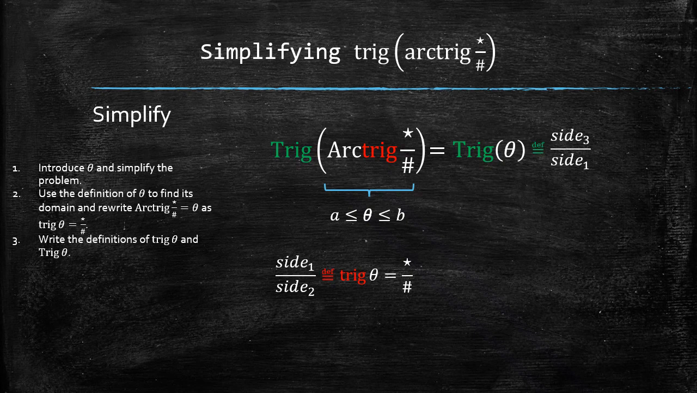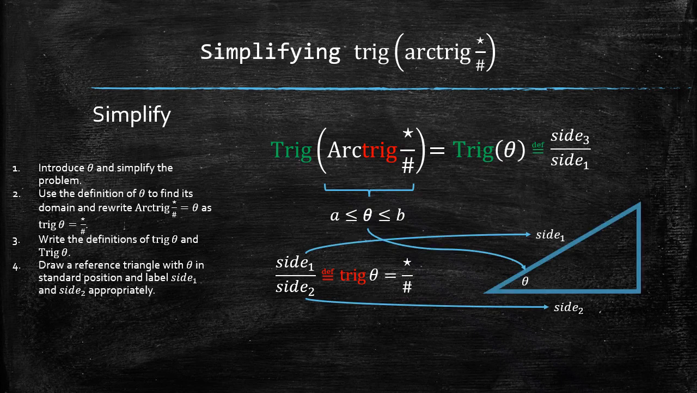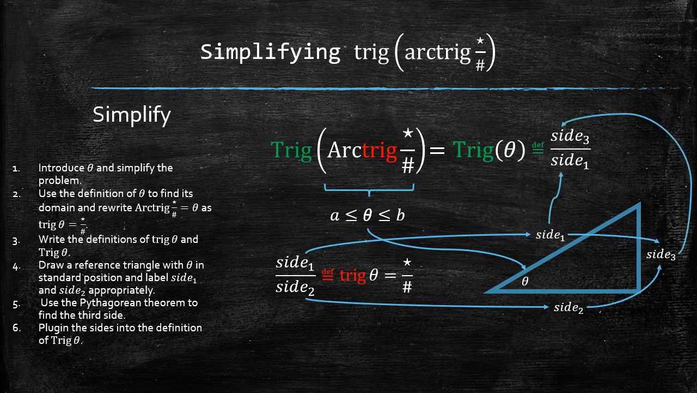Next, we recall the definitions of both involved trigonometric functions. Now, we can draw a reference triangle with theta in standard position and label all the sides appropriately. We then use the Pythagorean theorem to find the missing side. And finally, we can plug in the needed sides into the expression in question.